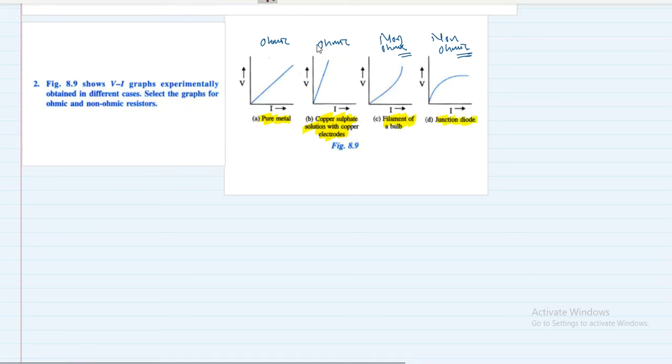Now you must be wondering, what is junction diode? Junction diode is an electronic component made up of semiconductors. So junction diode is non-ohmic resistor because its VI graph is a curved line.